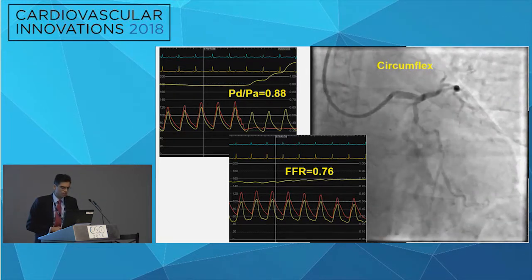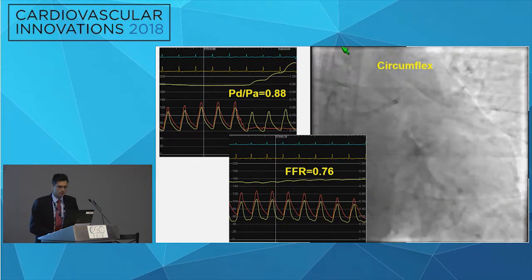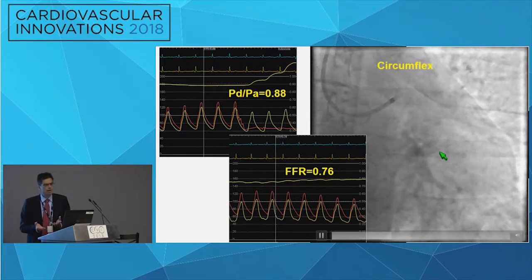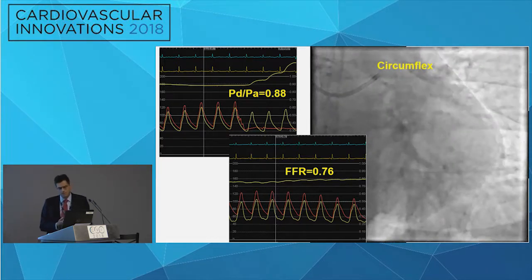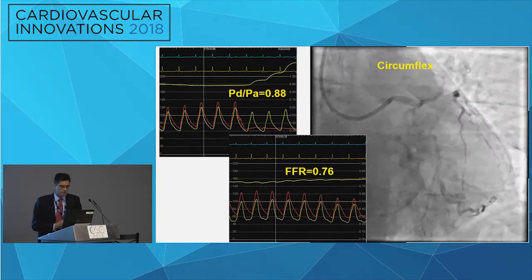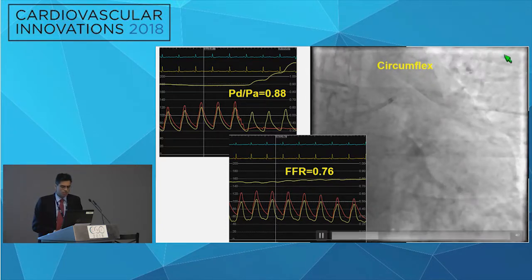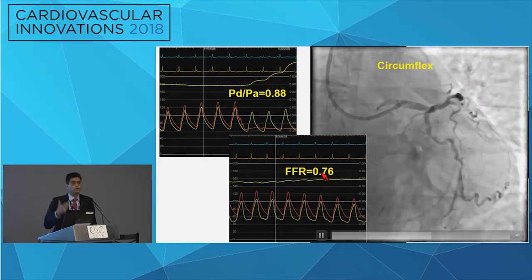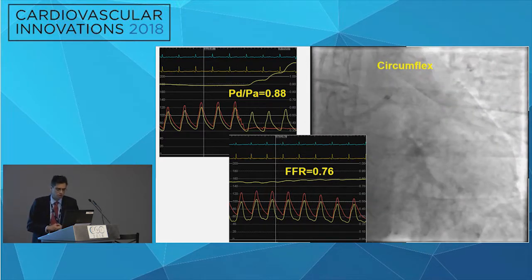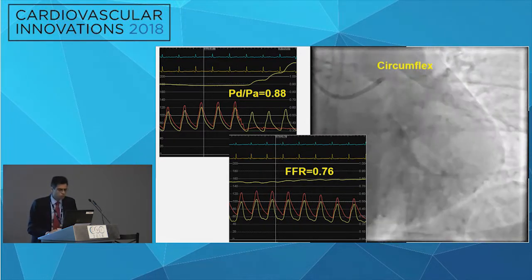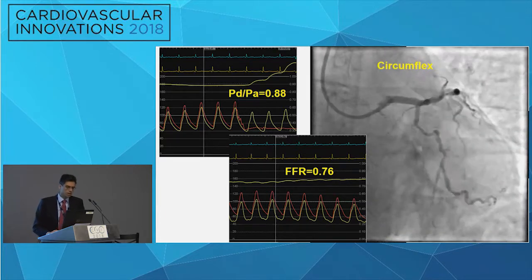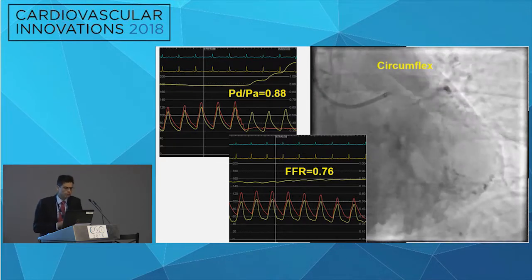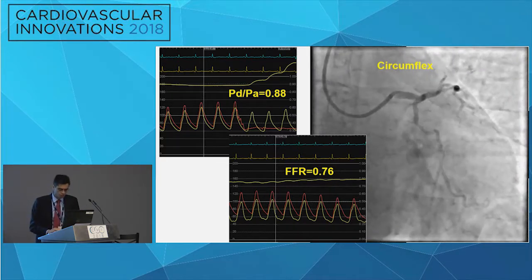So this is a patient we did recently. You see the patient has a long, kind of intermediate lesion in the circumflex. Doesn't look particularly tight, but does have some lesion. And then you look at the PDPA, it's 0.88, and then we did bolus adenosine FFR, and the FFR is 0.76. So there's concordance here. You can make an argument that the 0.88 is fairly close to the 0.91 cutoff we typically use for PDPA, but nevertheless, both are concordant.